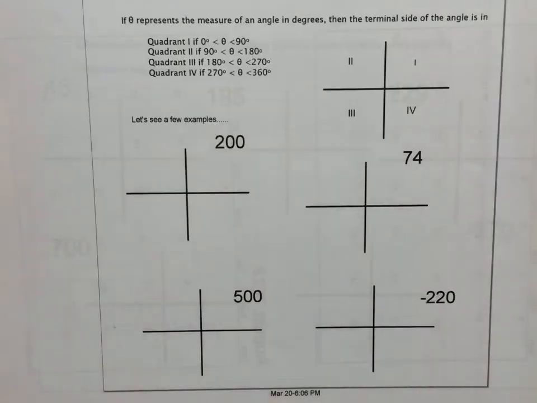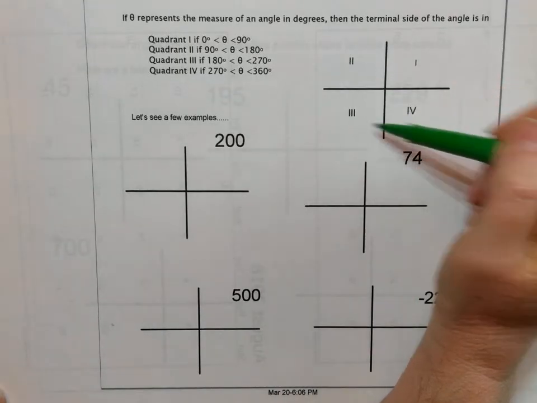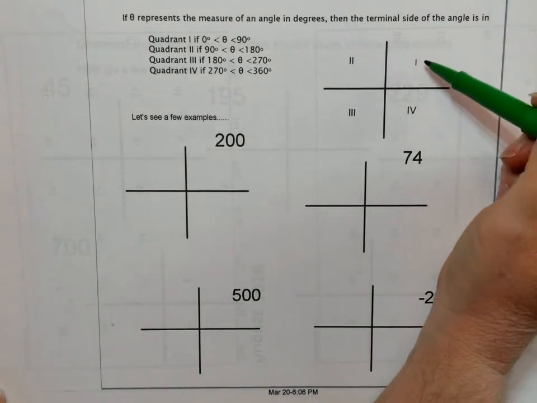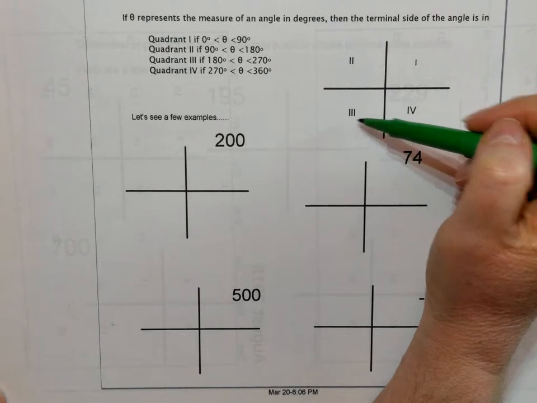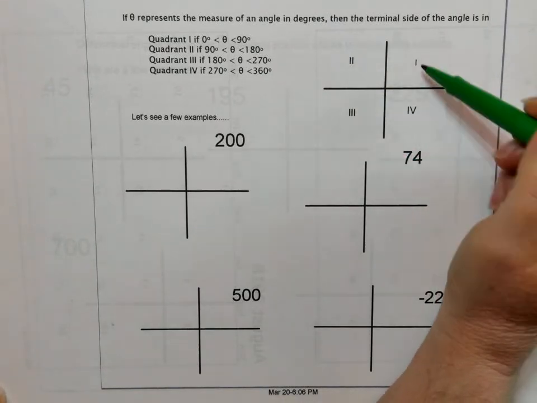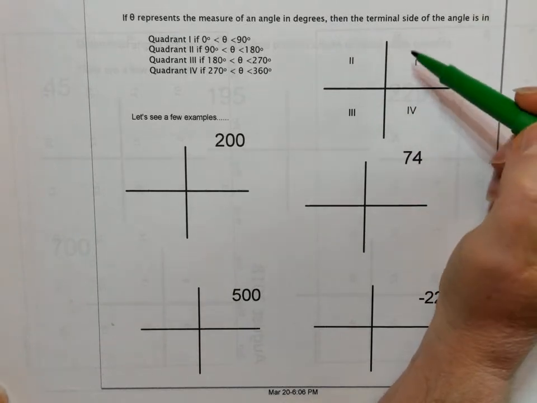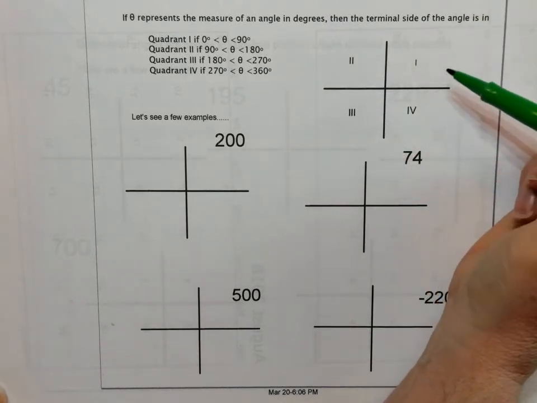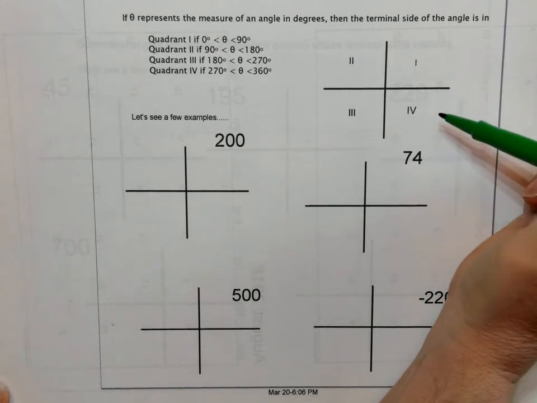Okay, so now let's talk about those quadrants. First of all, notice that they are numbered from the upper right corner to the upper left corner to the lower left corner to the lower right corner. Okay, I guarantee you need to know that. Also, notice that they're all in Roman numerals, and that is the way they would prefer. That is how mathematicians label them. Labels 1, 2, 3, and 4.